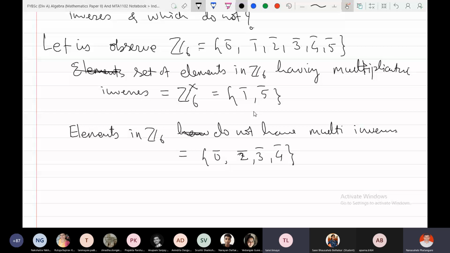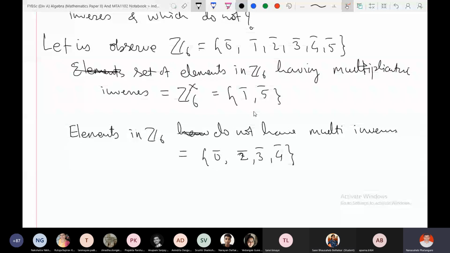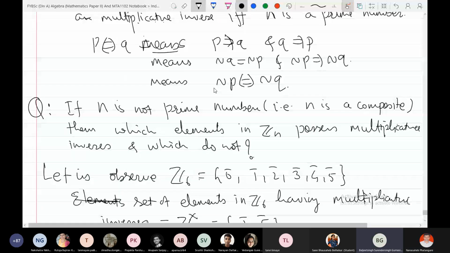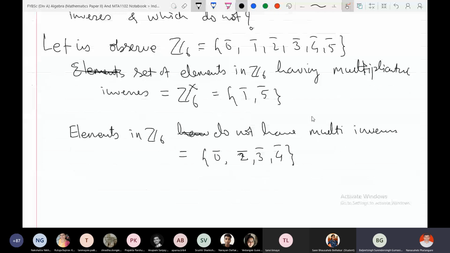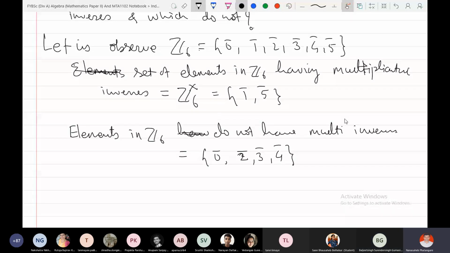In Z5, 4 bar is not prime. Also, 4 bar is not odd. Still 4 bar has a multiplicative inverse in Z5. Am I right? Because it is a multiple of a prime factor of 6 of Z6. You are close to the answer, right? So what is the observation here? Observation.